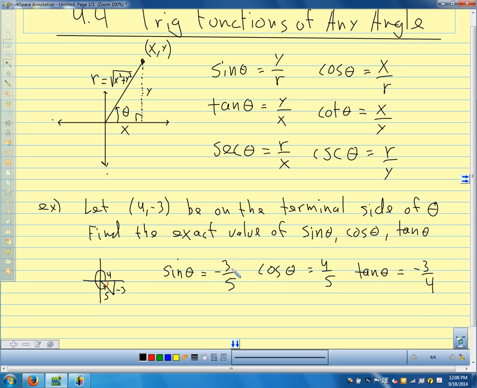So these ratios tell us about the sides of this little right triangle, and the coordinates tell us about the sides of a right triangle. So we're always relating these ratios to the sides of a right triangle.